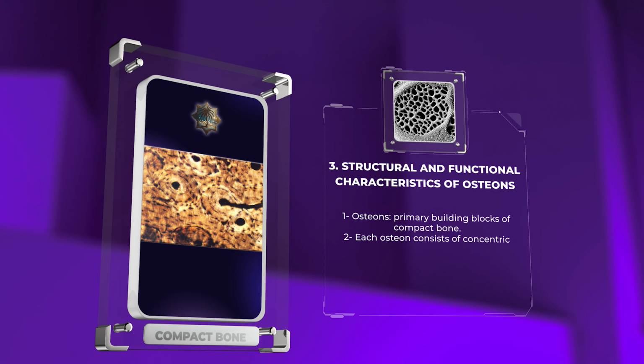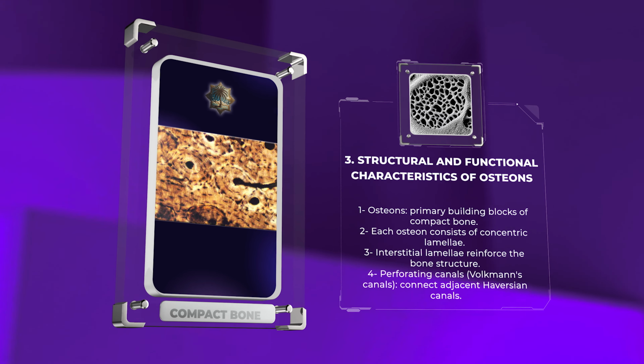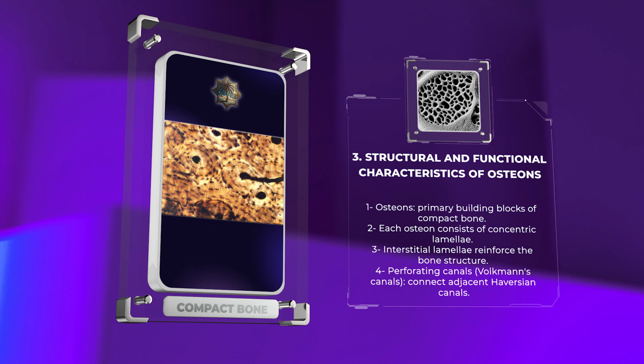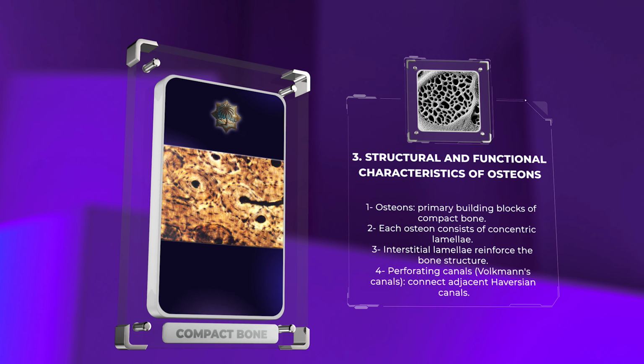Now, let us dive deeper into the structural and functional characteristics of osteons, the primary building blocks of compact bone. Each osteon consists of concentric lamella surrounding a central haversian canal. The interstitial lamella are positioned between complete osteons, reinforcing the bone structure.